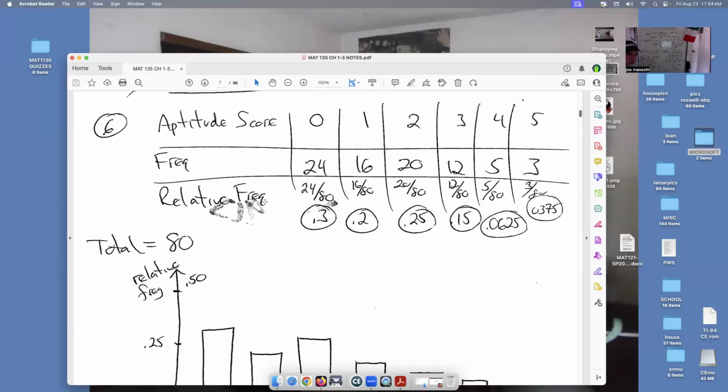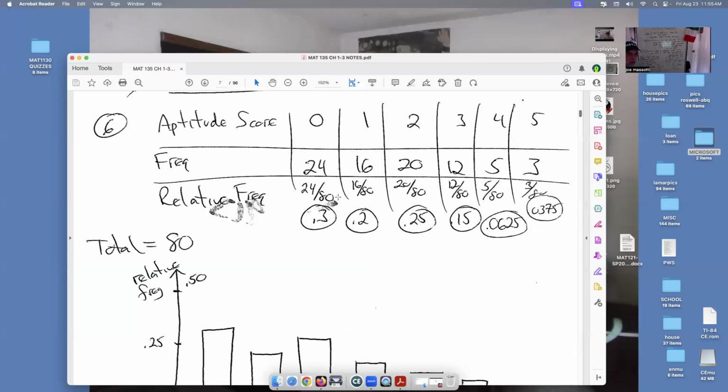Now, the only difference between frequency and relative frequency: the relative frequency is basically the percentage of individuals that fall into a certain group. So the 24 people out of 80 gives us a relative frequency of 0.3 or 30%. 16 individuals got a score of 1. 16 out of 80 is 20% or 0.2. And similarly, we see the other relative frequencies here calculated. If we add those up, and if we rounded too much, we're going to get something very, very close to 100% or 1.0.